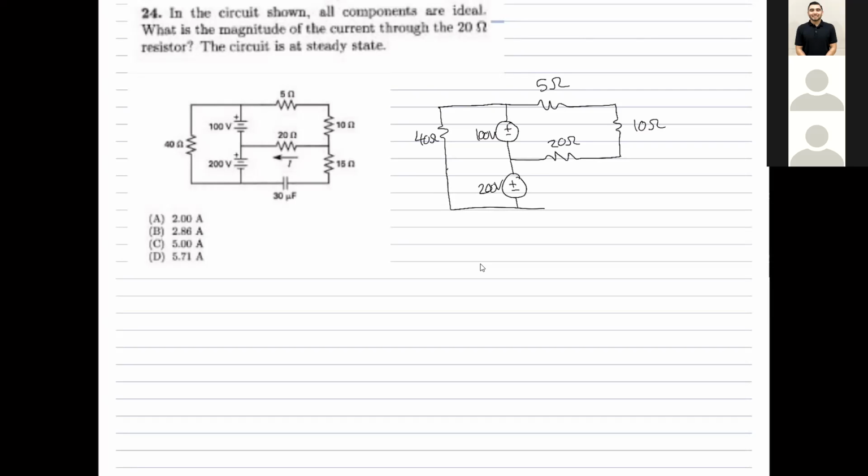Okay, and once again, we have a capacitor down here, but I'm not going to include it because it is an open circuit, okay? Because this is at steady state. Remember, the circuit is at steady state. Always read the question before you keep going.